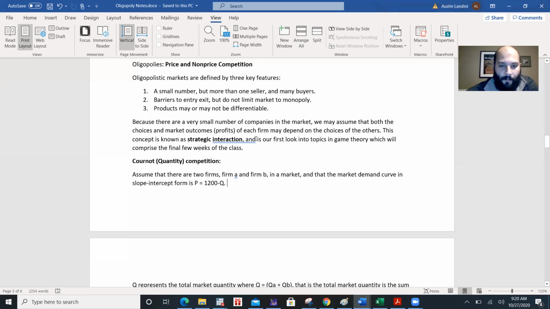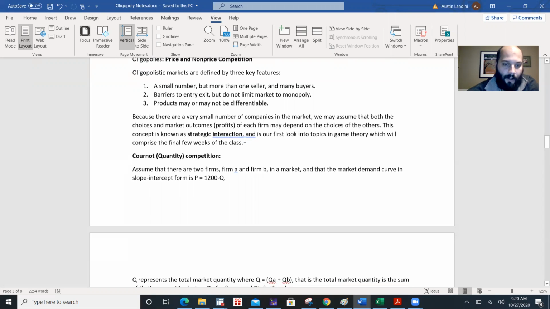Because there's a small number of companies in the market, we might assume that the choices and the profits of each firm depend on the choices of the other firm. This concept is known as strategic interaction, and it's our first look into what we call game theory, or strategic interaction between two or more decision makers.